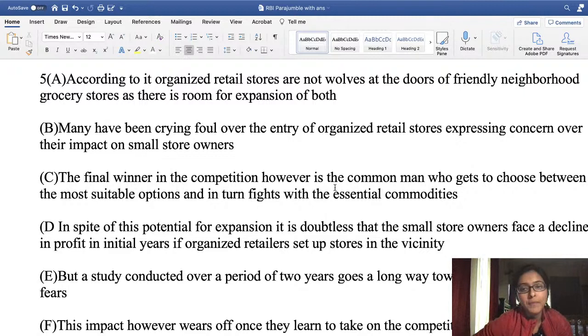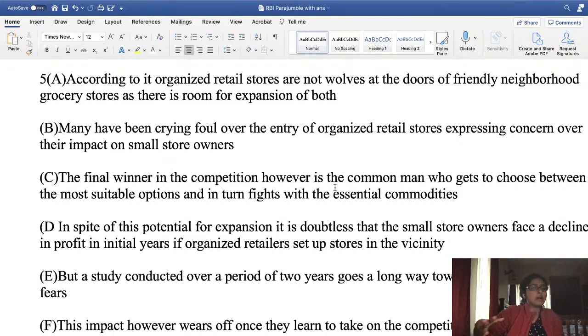What is the topic? The topic is that we have all these organized retail stores coming up, these supermarkets, these mega marts. And they are affecting the small store owners. We have these small grocery shops, the roadside dukan, some chacha ka dukan or bhaiya ka dukan. All of us have them. I have so many on the road right next to me.